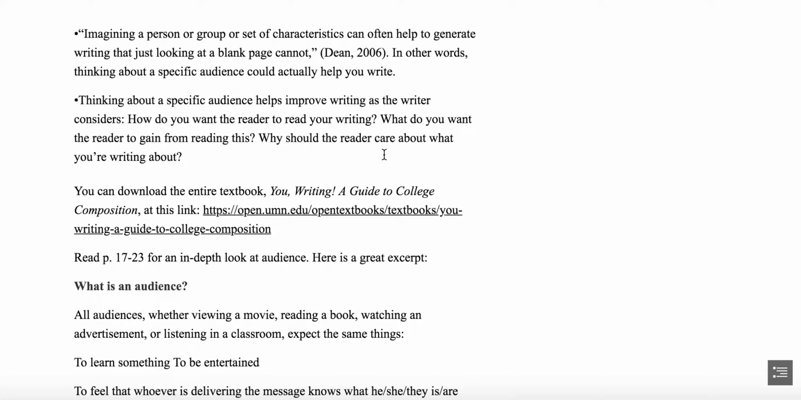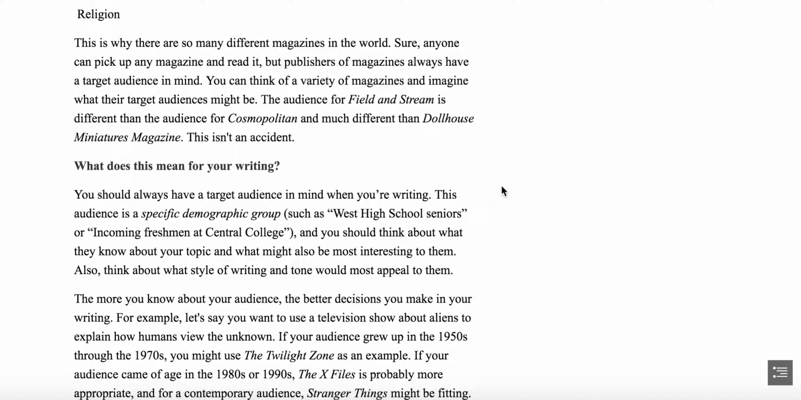This is why there are so many different magazines in the world. Sure, anyone can pick up a magazine and read it, but publishers of magazines always have a target audience in mind. You can think of a variety of magazines and imagine what their target audience might be. The audience for Field and Stream is very different than the audience for Cosmopolitan, and much different than Dollhouse and Miniatures magazine. This isn't an accident. These magazines are targeting a specific audience.